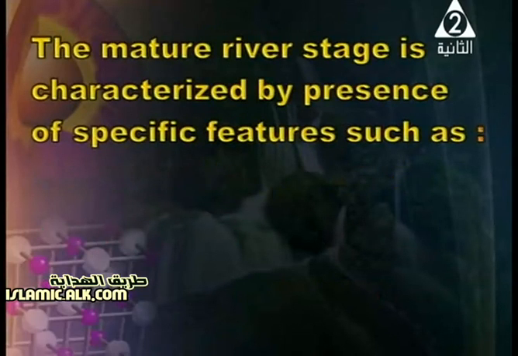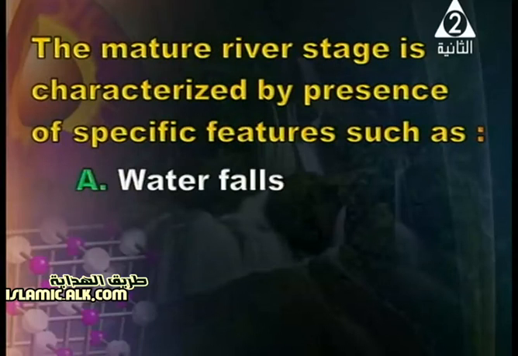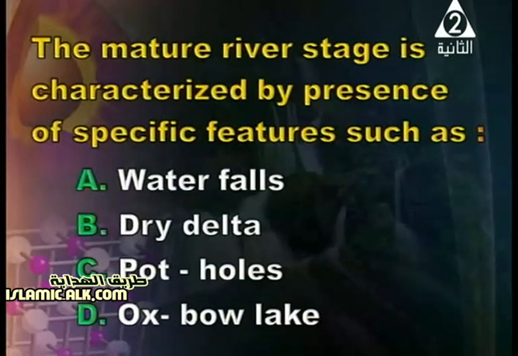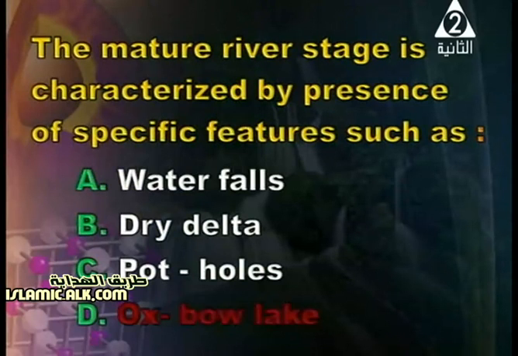The mature river stage is characterized by the presence of specific features such as: is it waterfalls, dry delta, potholes, or oxbow lake? All of these are features of the river, but in different stages. The mature river stage is known by the occurrence of many oxbow lakes, which is the right answer. Let's go to the next MCQ.